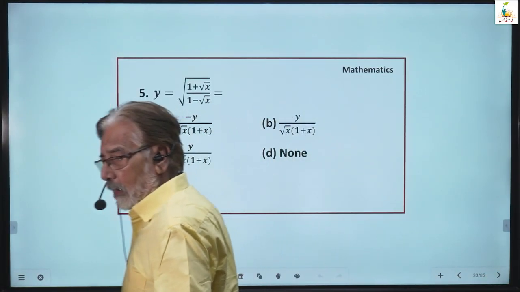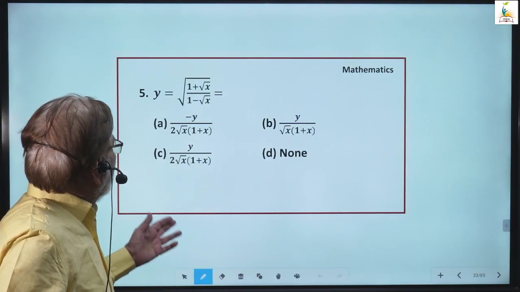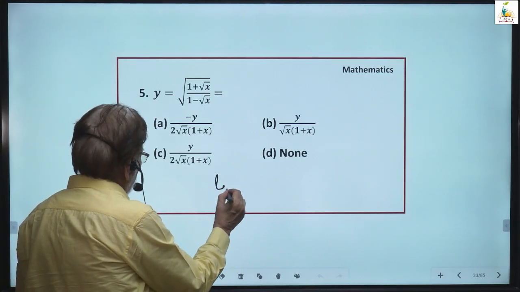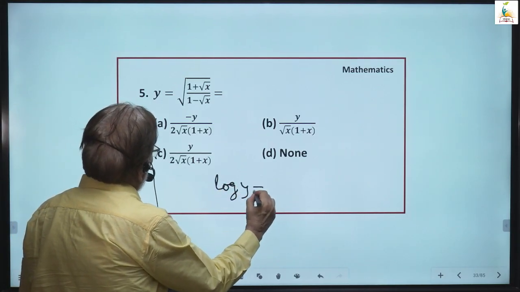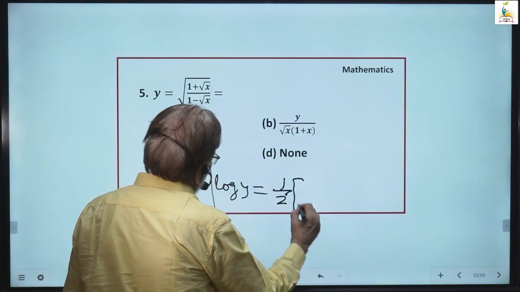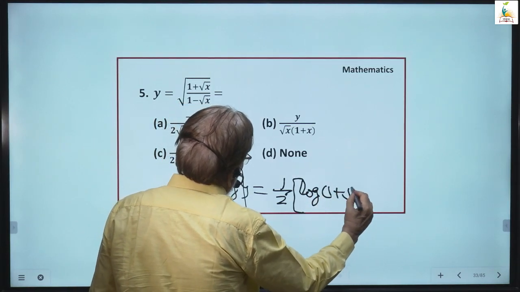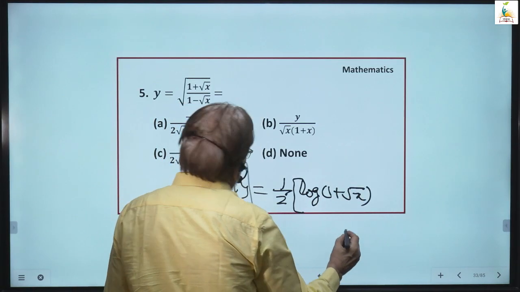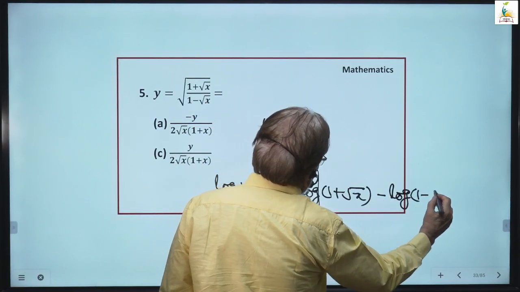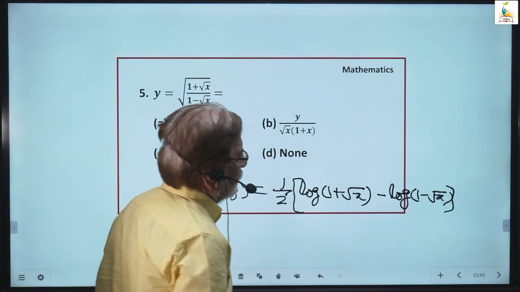y equal to under root of (1 plus root x) upon (1 minus root x). If you take log of both sides, log of y will be equal to half log of 1 plus root x minus log of 1 minus root x. You differentiate it and then tell the answer.